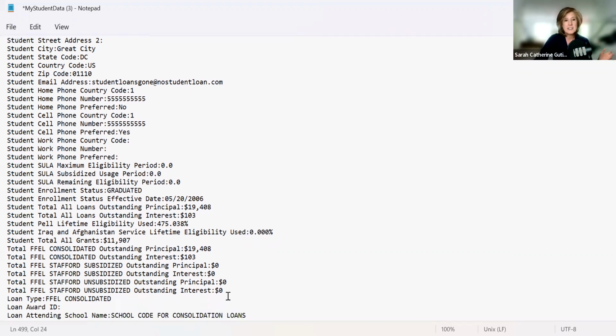So in this case, I see yes. I just have to scroll down a little bit because always at the top, they're going to have the latest and greatest.